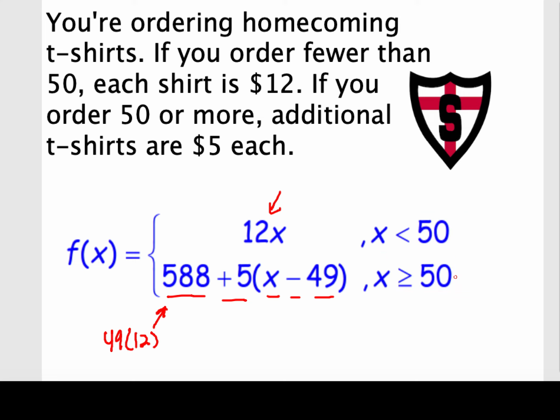So again, a great time to use a constraint. We're going to pay $12 per shirt for the first 49 or fewer shirts. But we're going to pay $588 plus $5 per shirt for anything over 50 shirts.